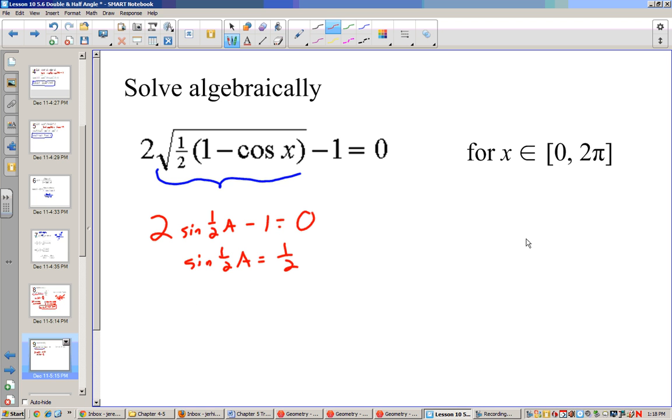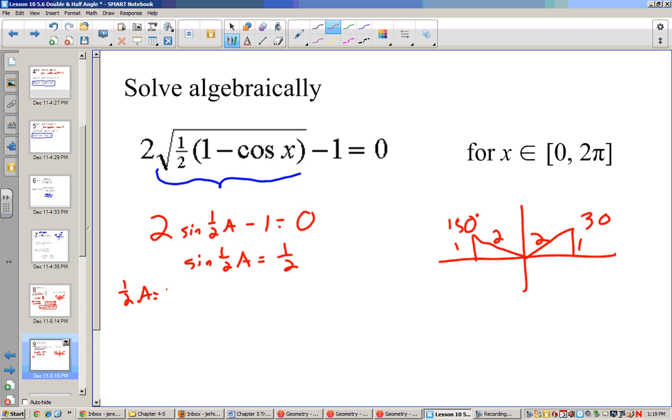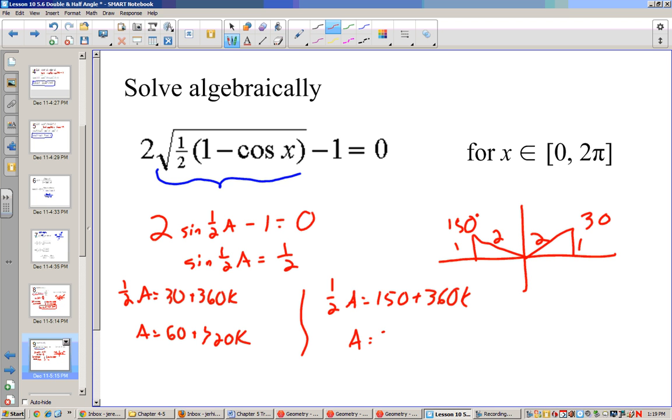And now to get rid of the sine, we know opposite over hypotenuse is 1 over 2. So that's going to be a 30 and 150 again. So 1/2 a is going to equal 30 plus 360k. 1/2 a is going to equal 150 plus 360k. Now if I multiply by 2 on both sides, I would have 60 plus 720k and 300 plus 720k.